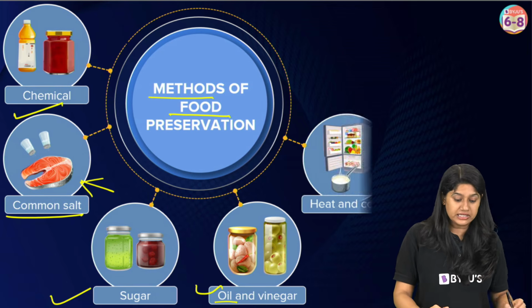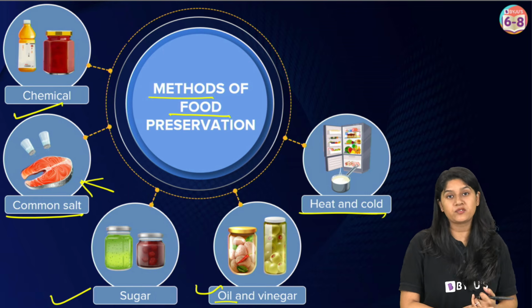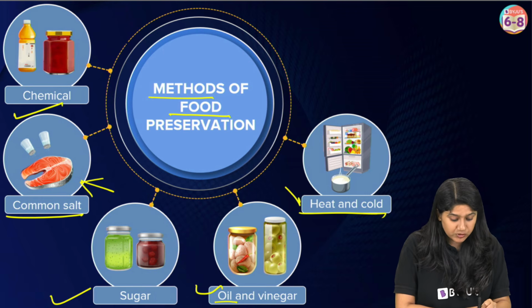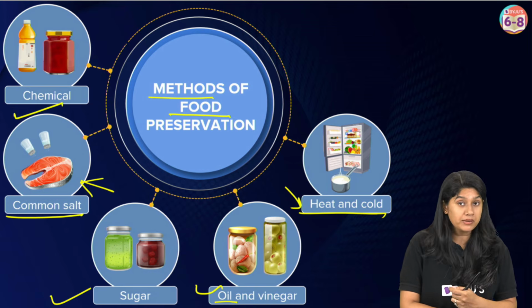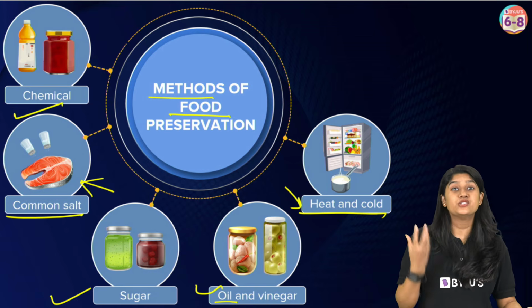Then we have heat and cold. This, of course, we see in milk, the milk packet that we get. There will be heating of the milk, and then of course a sudden cooling of the milk, and it will be packed in a Tetra Pak so that it can come to us and we can easily consume it.